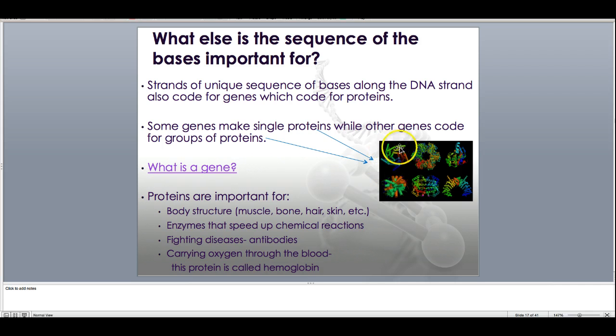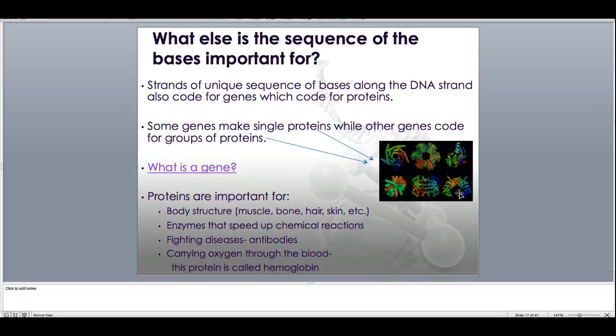And here is some very colorful, they're really not this colorful. This is just like this to show you what they look like. But these are all different proteins. And every protein has a different shape, and every shape has a different function or a different job, okay? Proteins are important because they make up so many different things inside of you. And here's just a few examples. They make up your body structure, which is your muscle and your bone and your hair and your skin and your cartilage and the tendons that are in your body. So basically, they make up all of the structure of who you are.